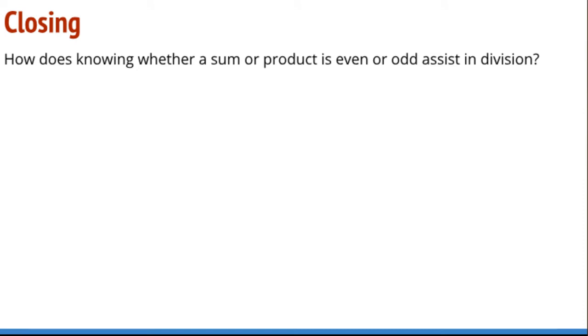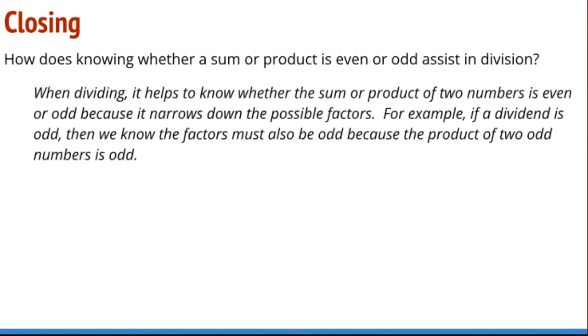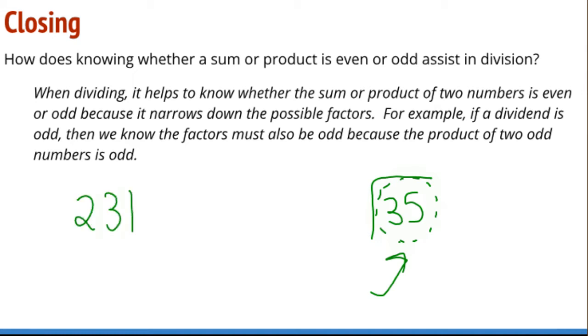Now, as we think about how does this help with division, because that's what we've been studying, well, when we divide, it can help us to know whether the sum or product of 2 numbers is even or odd, because it narrows down possible factors. If a dividend is odd, for example, 35, then I know that the factors must be odd because the product of two odd numbers is odd. If I have a number, 231, I have to know then that the factors must also be odd because the product of two odd numbers is odd.